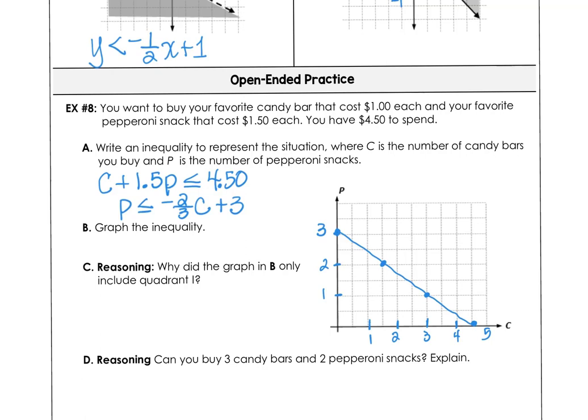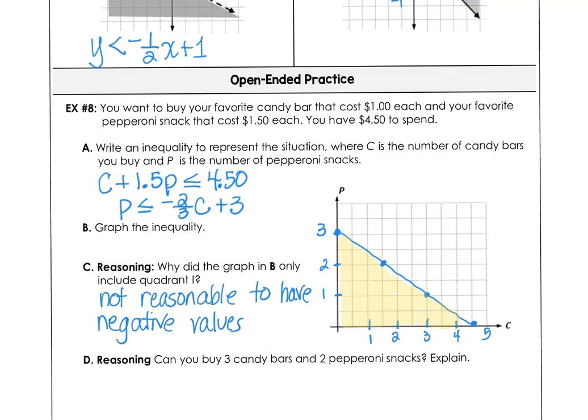And let's see what they're asking. Why did the graph in B only include quadrant 1? Well, first we need to shade, right? So let's shade. This would be everything under here. And why did the graph include only quadrant 1? Well, to me, it's not reasonable to have negative money or negative items. Not reasonable. That wouldn't make any sense.